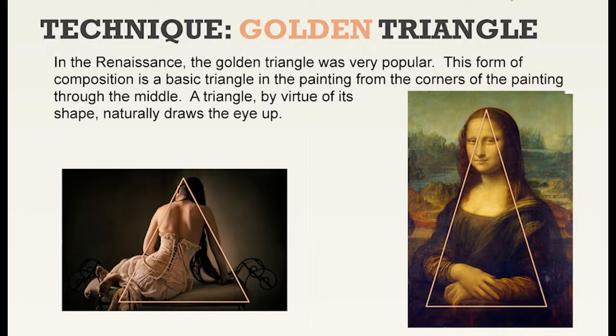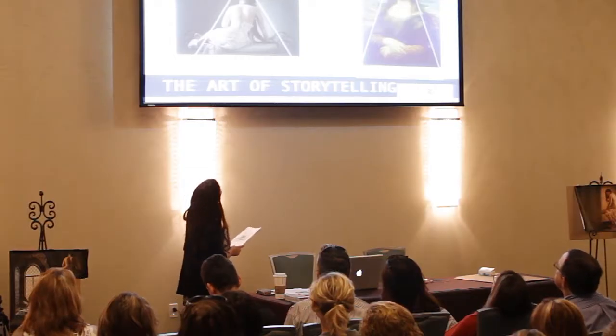Okay. So I want to talk a little bit more. So how many people here have studied art, painting, or gone to school for photography? Okay. So I didn't do any of those things. So I didn't know anything about the Golden Triangle until last year. So I was so excited learning a lot of composition, so I like to share it in my presentations. In Renaissance, the Golden Triangle was really popular. And this form of composition, it's a basic triangle that you could see in the image, and it just naturally draws the eye up. Of course, I like to compare that picture to Mona Lisa because I love that picture.